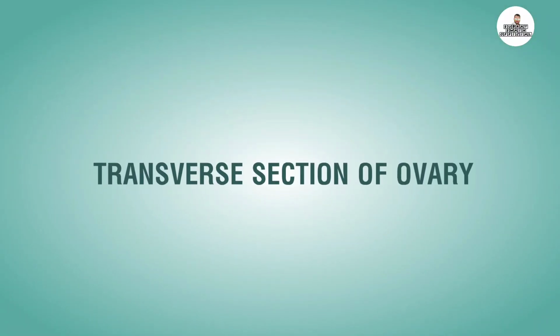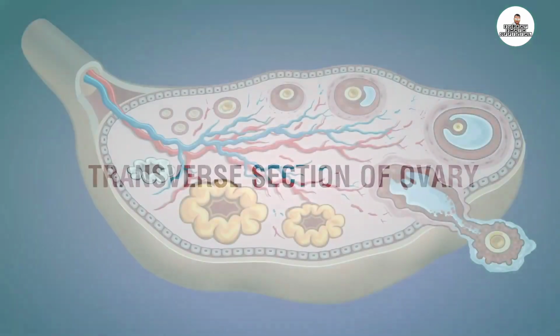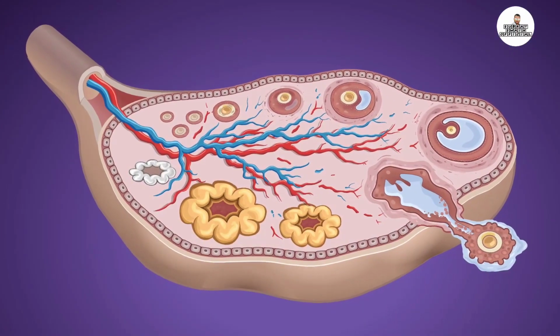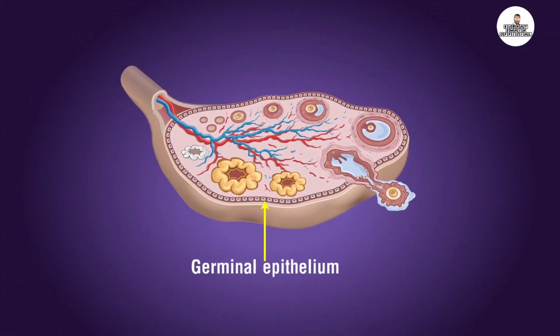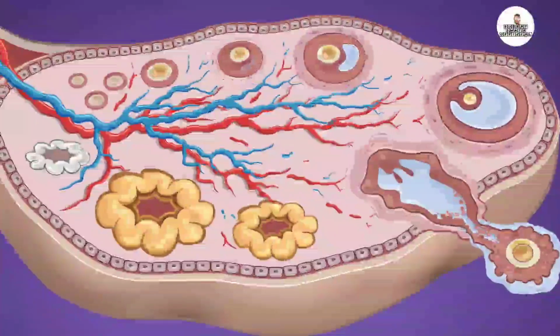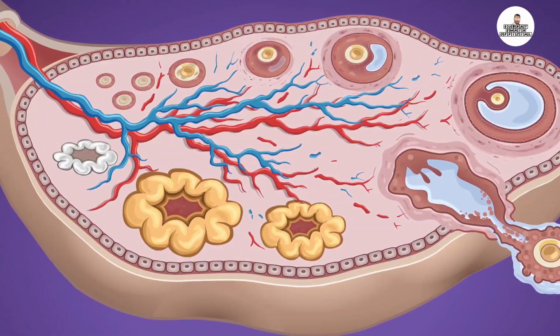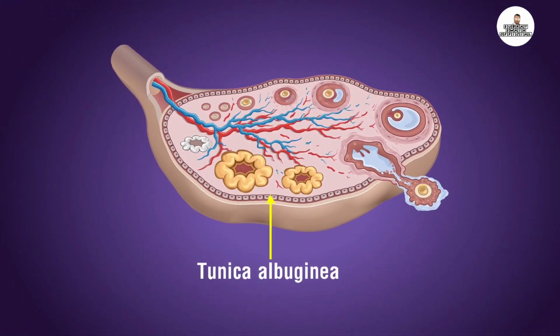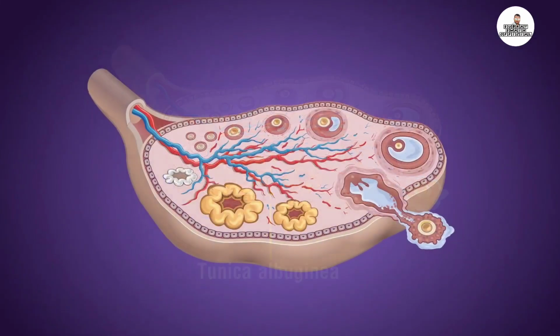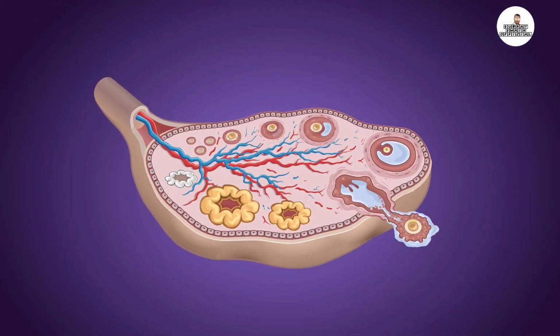Transverse section of ovary. The entire ovary is covered by a capsule which is made up of cuboidal epithelial cells called the germinal epithelium. On the inside of the ovary, next to the germinal epithelium, it has a thick layer of fibrous tissue called tunica albuginea. These epithelial layers enclose the ovarian stroma.